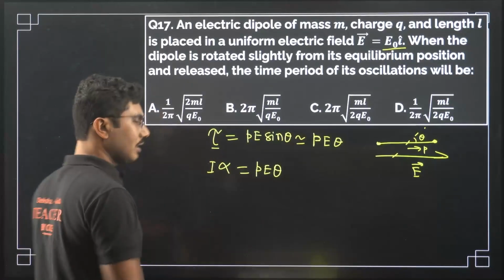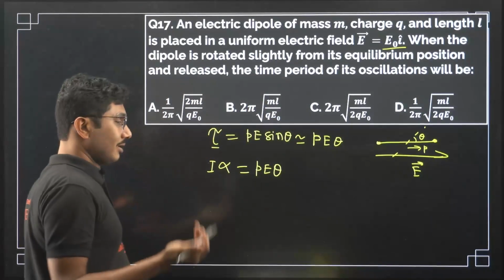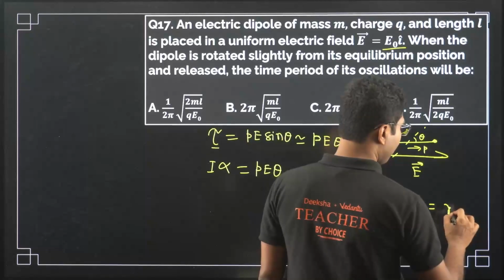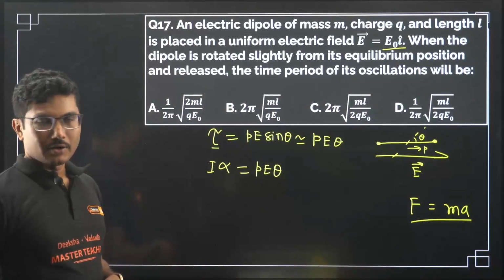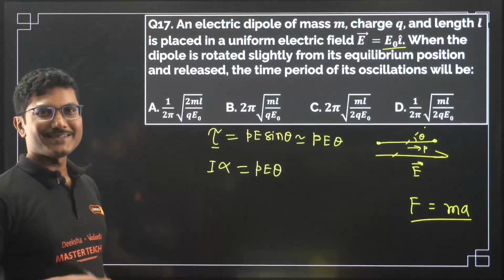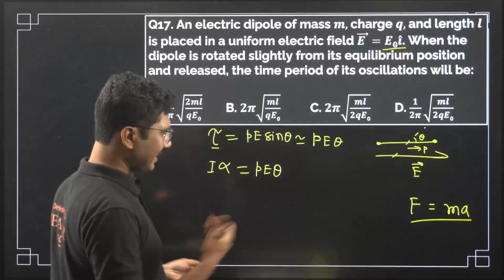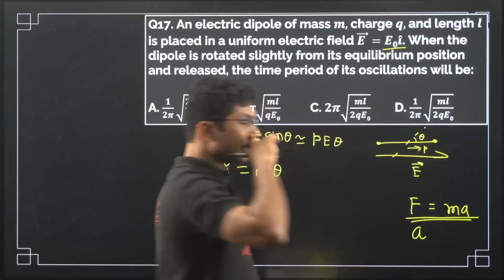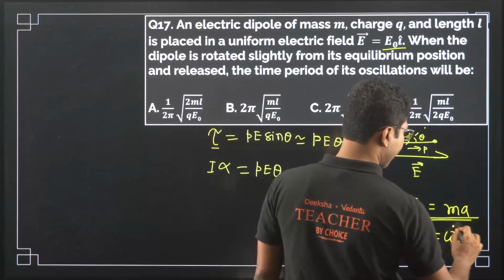Alpha is angular acceleration, same as in linear motion. In linear motion, force was given by F equals ma. In this case, tau equals I alpha. So they are analogous. That's why it is tau equals I alpha. Same thing. In linear motion, we calculate acceleration and compare it with omega square x.